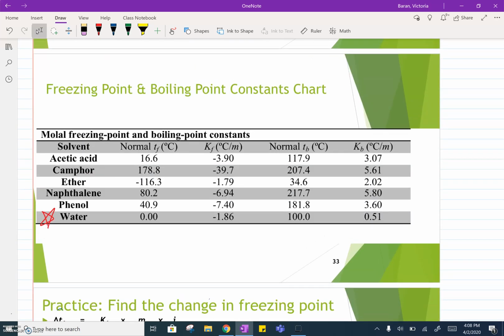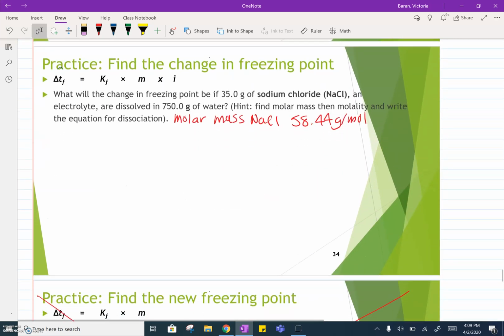So here's that chart. On your test, I will just give you the value instead of you having to go find it on this chart. But when you're doing your homework, you will have to use this. So water will be the main one that we will use for most of these examples.